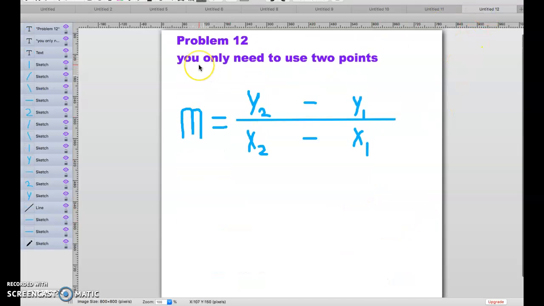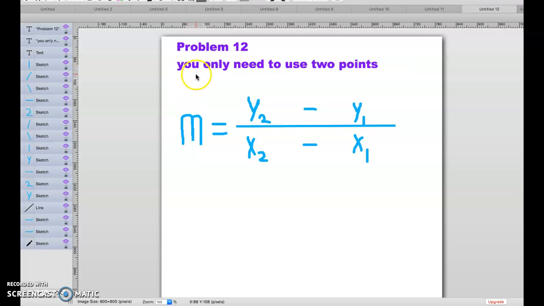Okay, last thing, problem 12. It gives you a number of points. You really only need to use 2 points. You put those 2 points into the slope formula that we've done for a while. And then you get your slope, and that should be your answer.